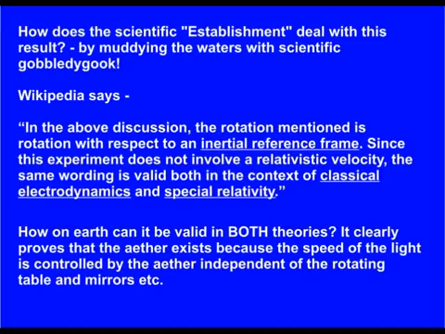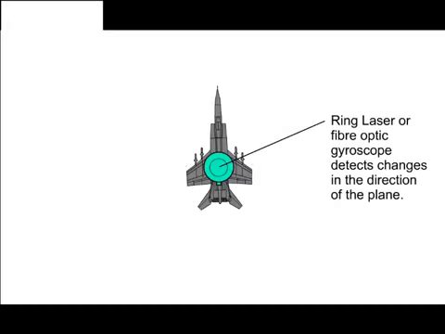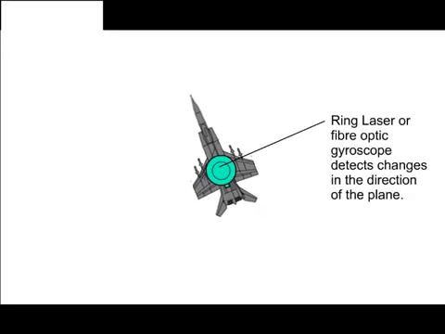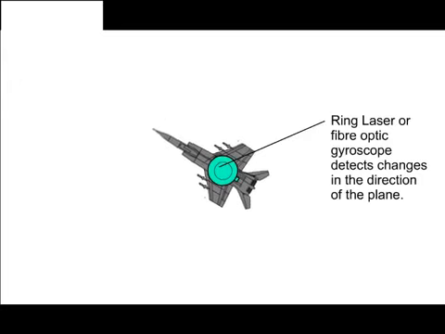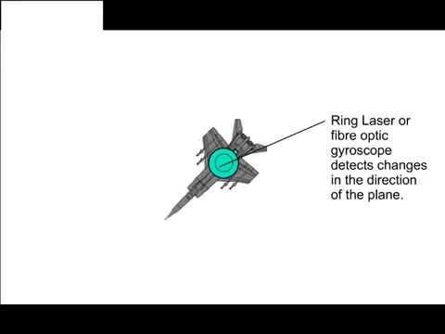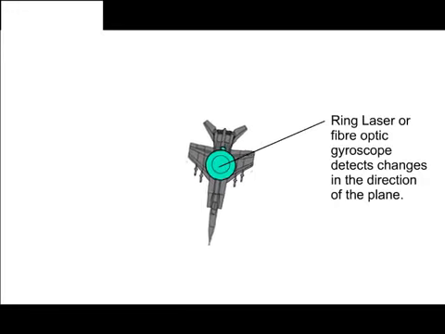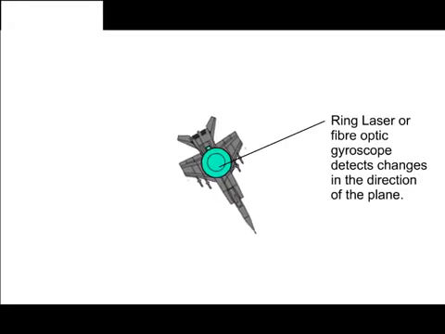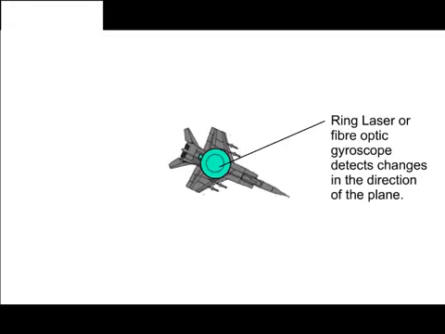It clearly proves that the ether exists because the speed of the light is controlled by the ether, independent of the rotating table and mirrors. This Sagnac effect is used by airlines for their compass directions. As the plane turns, the change in the fringes is translated into a change in the direction of the plane that then registers on the cockpit compass.